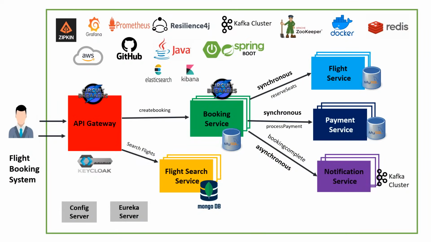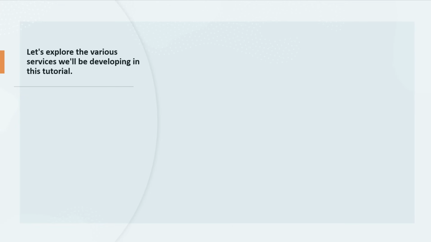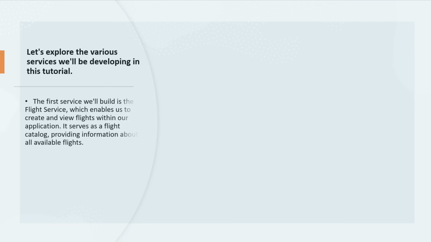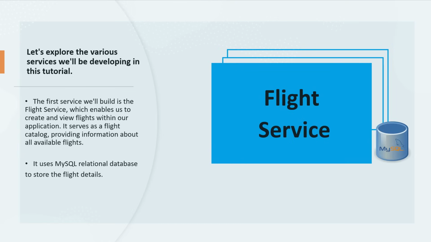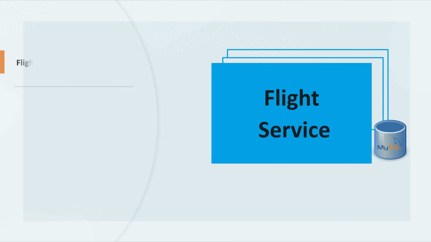This is the architecture of our application. Now let's explore the various services we will be developing in this tutorial. The first service we will build is the flight service, which enables us to create and view flights within our application. It serves as a flight catalog, providing information about all available flights. It uses a MySQL relational database to store the flight details.